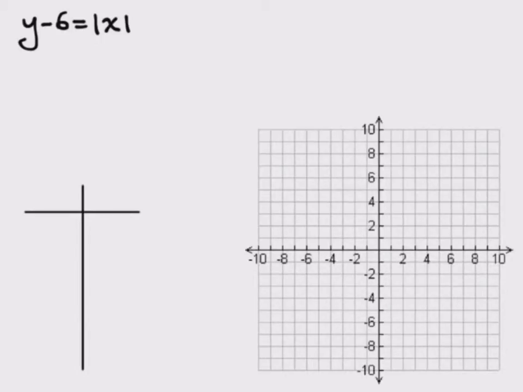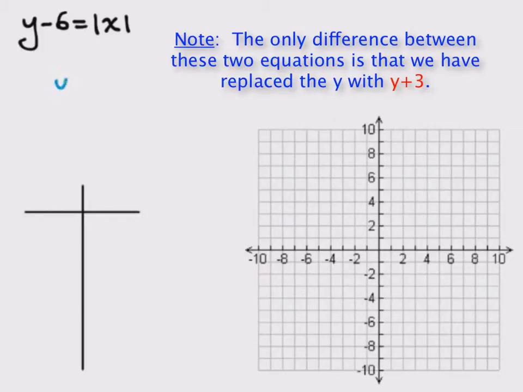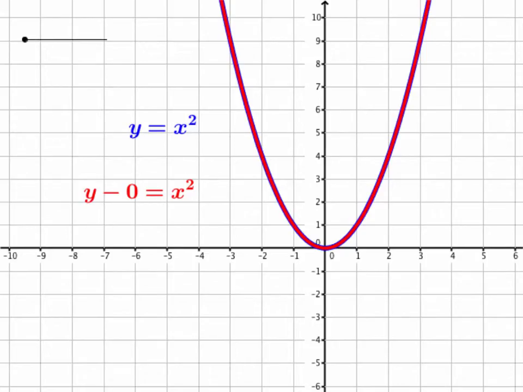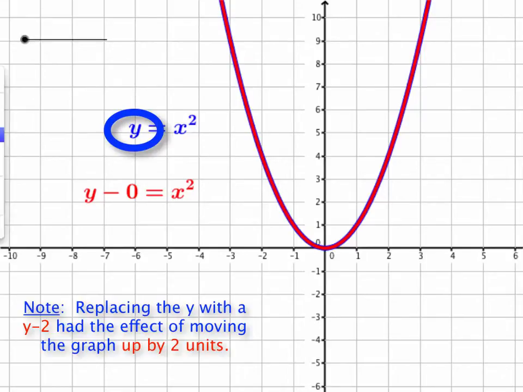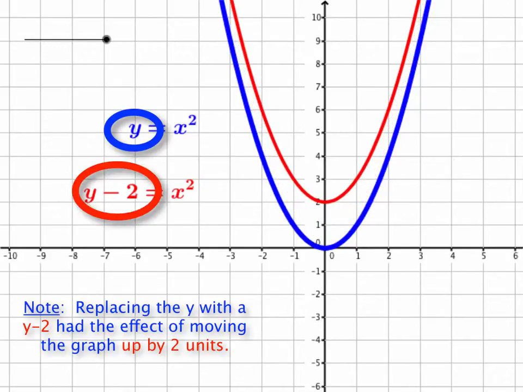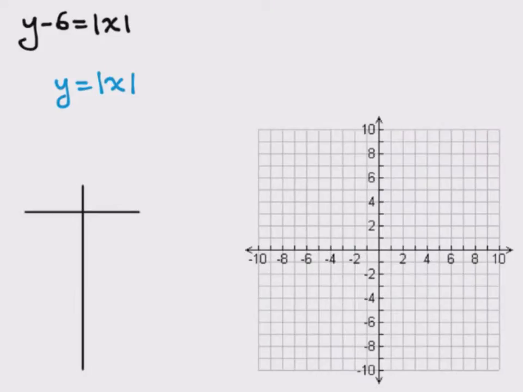In this one, let's graph all the ordered pairs for the equation y minus 6 equals the absolute value of x. Of course, the only difference between this and our baseline y equals the absolute value of x is that we've replaced the y with a y minus 6. Now, quick flashback, earlier we did a similar manipulation where we replaced the y with a y minus 2, and that had the effect of moving our graph up exactly 2 units. So let's see what happens in this case.